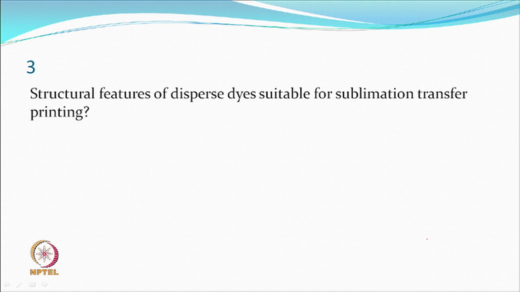This is also a general question: structural features of a disperse dye suitable for sublimation transfer printing. So, basically the question is for sublimation, and therefore, what can sublime? All right.